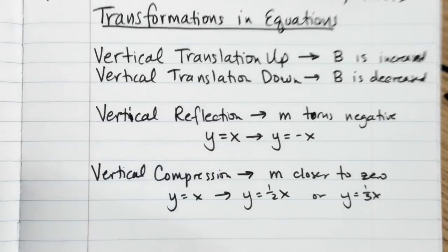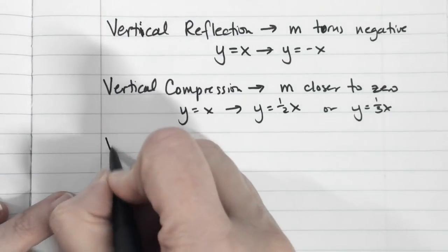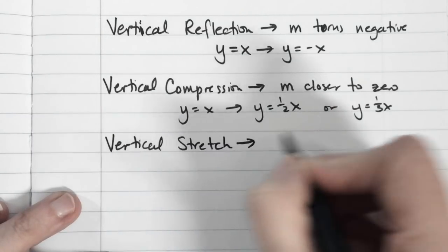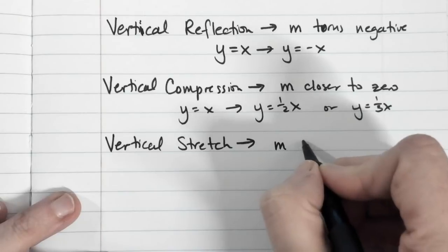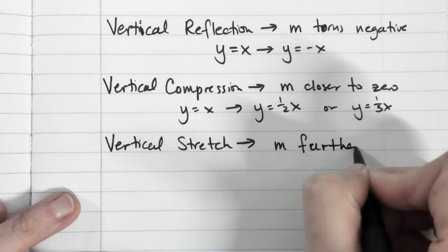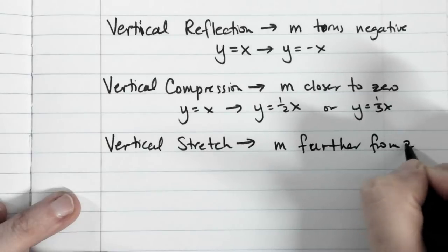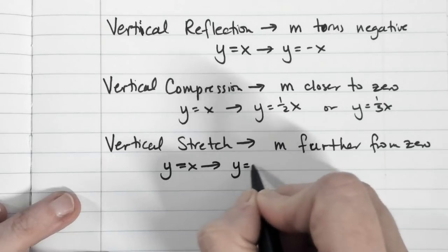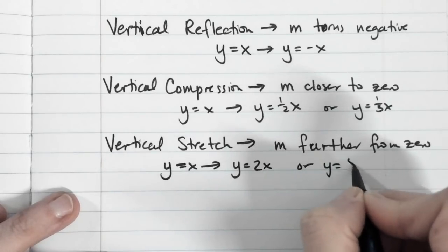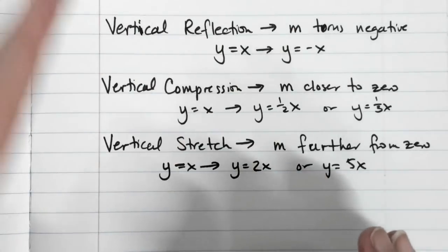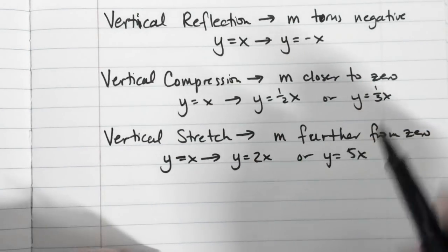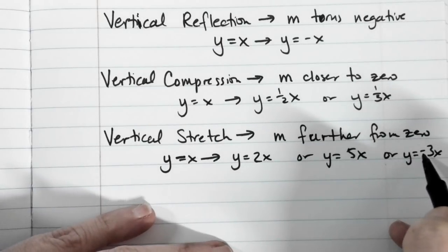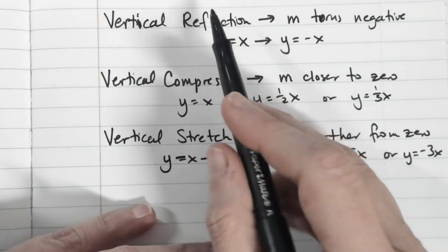Okay? For a vertical stretch, my M will get further from 0. So my y equals x might turn into y equals 2x or y equals 5x. That number is going to get further and further away. Now remember, it might be y equals negative 5x or y equals negative 3x. Because remember, all the negative tells me is if it's reflected, if it's pointing up or down.